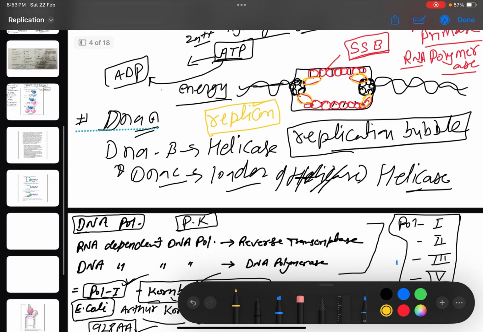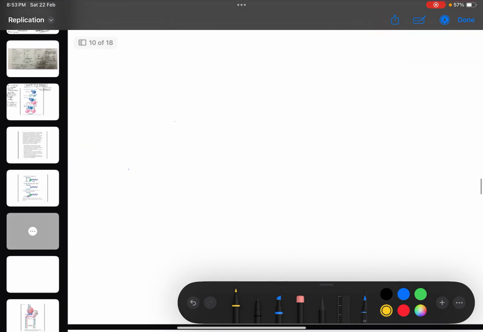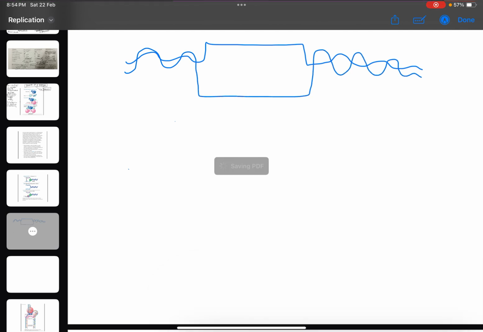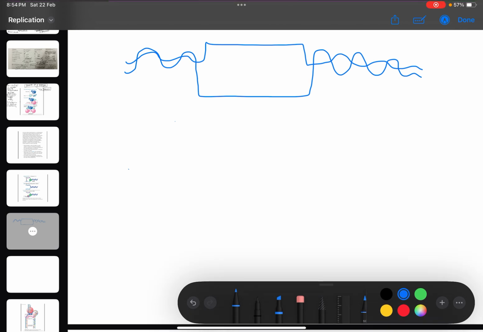Now, what happened next? Let's see. This is the open DNA strand, like this, and here is the helicase. Here is the helicase unit, and it is combined with the primases like this, and SSB is present there.